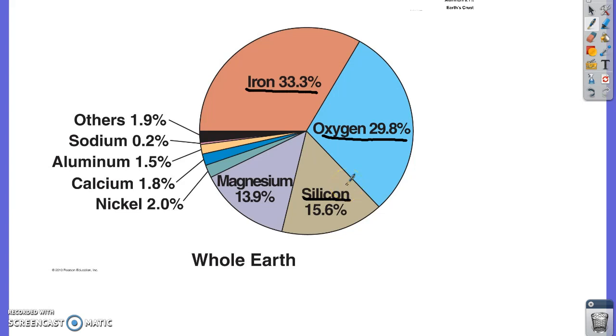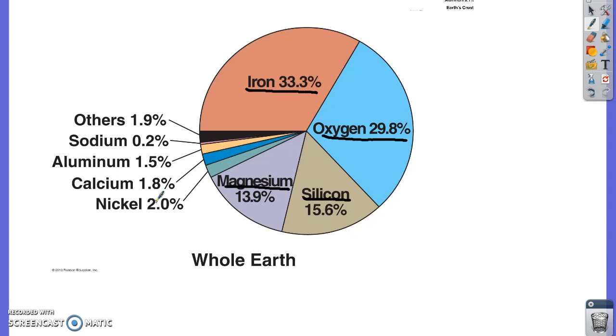Silicon and oxygen are very common ingredients in sand. The most common sand is quartz sand, and the most common rock and mineral probably on Earth is quartz, or at least in the Earth's crust. That accounts for why silicon and oxygen are so common. Magnesium is also fairly important, at 13.9%. Then it drops. Nickel's only 2%, calcium 1.8, aluminum 1.5, sodium 0.2. All the others combined are 1.9%, just barely 2%.